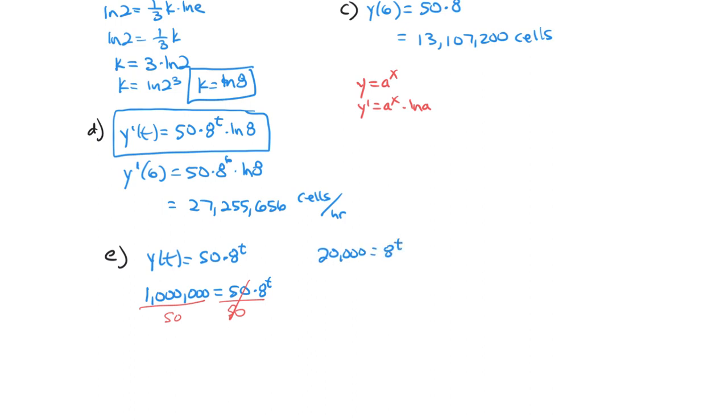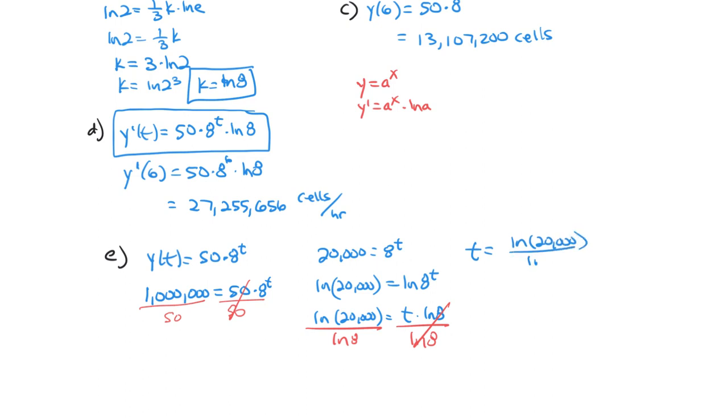And this is where we can take the natural log of each side. The natural log of 20,000 equals the natural log of 8 to the t. And of course, we're taking the natural log because we want to get at this exponent. Now this can come down as a multiplier. So we get the natural log of 20,000 equals t times the natural log of 8. And then, of course, we want t. So we just divide each side by the natural log of 8. That will cancel. And we'll get t equals the natural log of 20,000 divided by the natural log of 8.